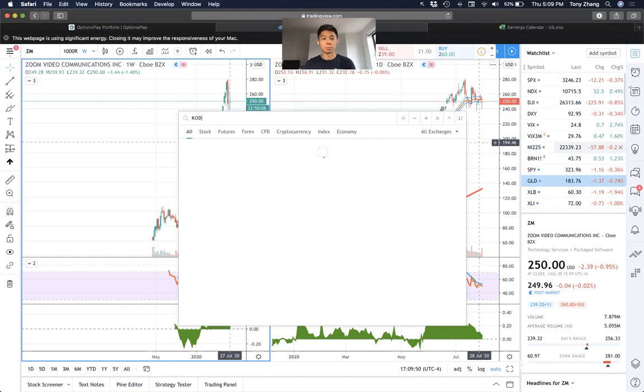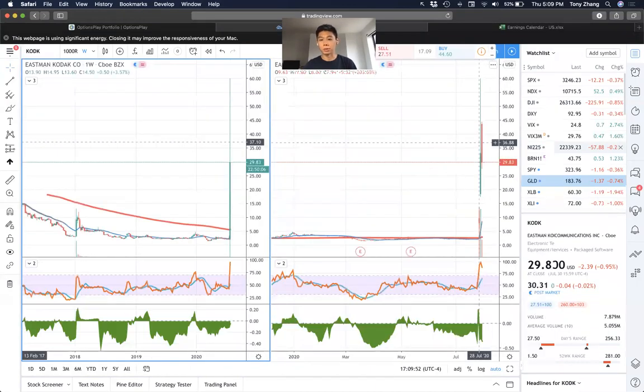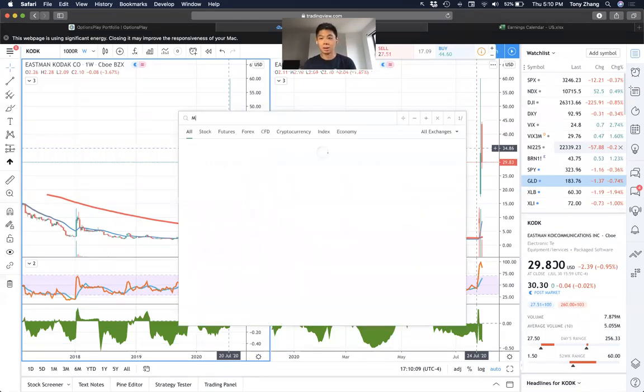Kodak, I really have nothing to offer here. This is a stock that was trading at $2.60 for a very long time. A government contract came in and the stock rallies, and it's all hype. I don't know what to do with this, other than it's a fantastic, interesting chart to look at.